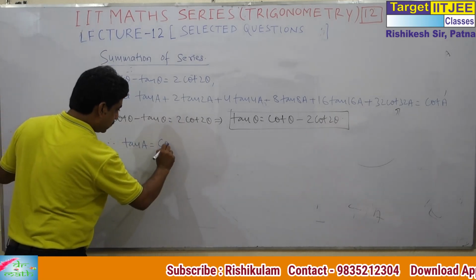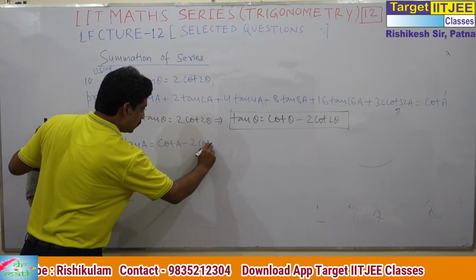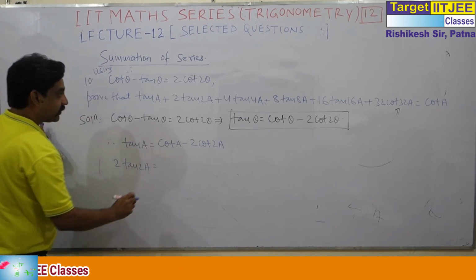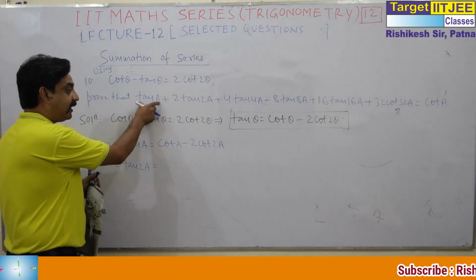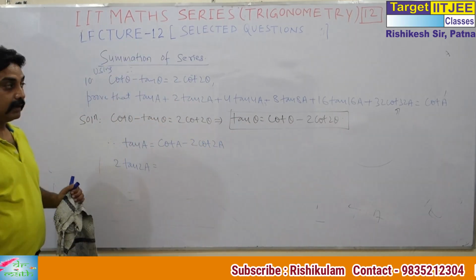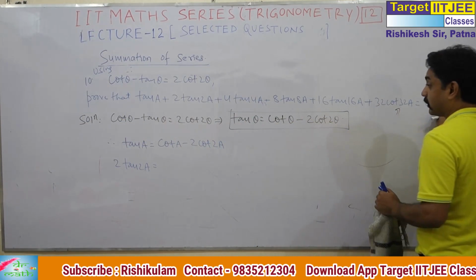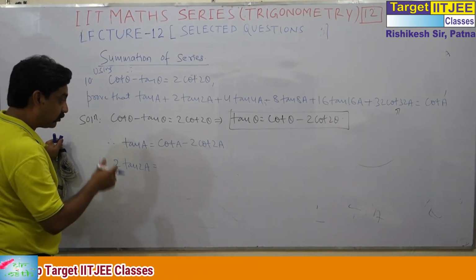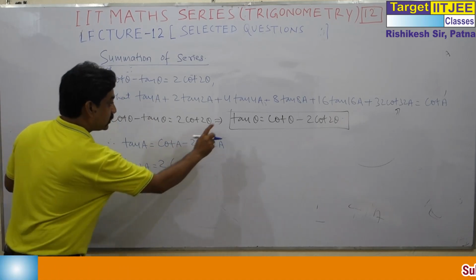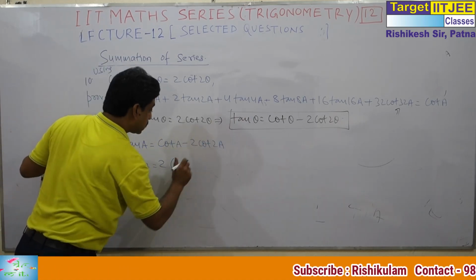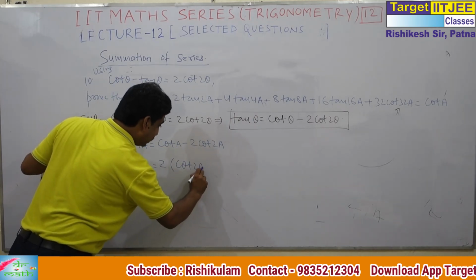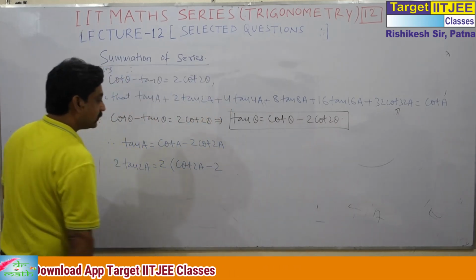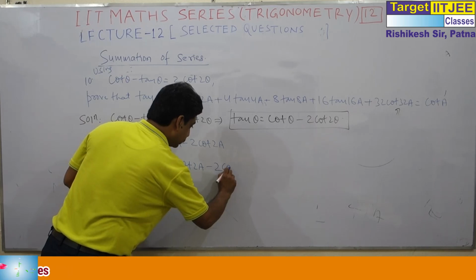So tan A is cot A minus 2 cot 2A. What is 2 tan 2A? Second term. I am writing each and every term, since I have to find the final answer in cot. So 2 tan 2A is 2 times, instead of theta we have 2A. So this is cot 2A and this is twice of 2A. This angle is twice. So this is 2 times cot 4A.